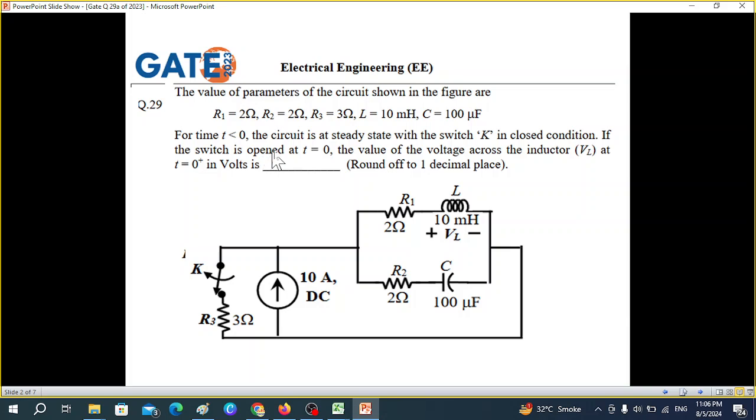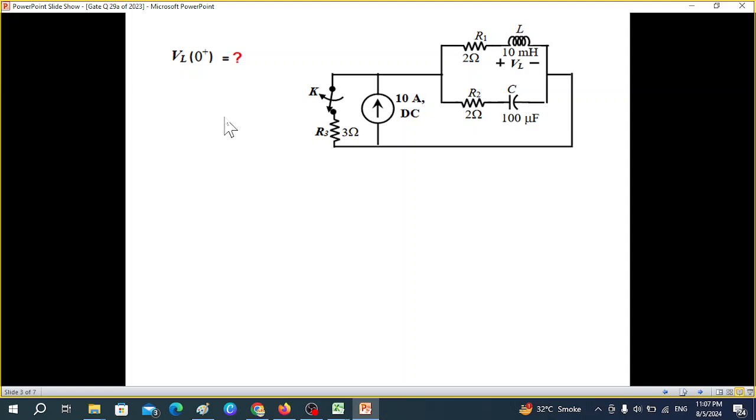Now, if the switch is open at t is equal to 0, the value of the voltage across the inductor at t equals 0 plus is so many volts that we have to find. Okay, so keep in mind that we have to find VL(0+). But let's start with 0 minus. T is equal to 0 minus.